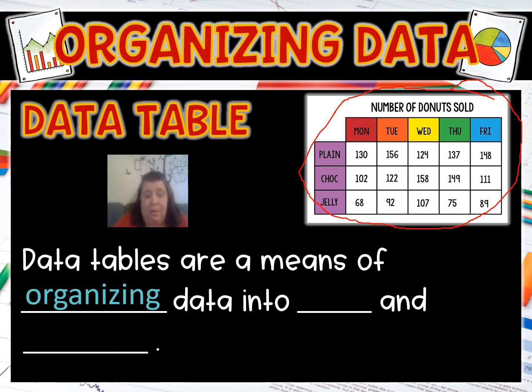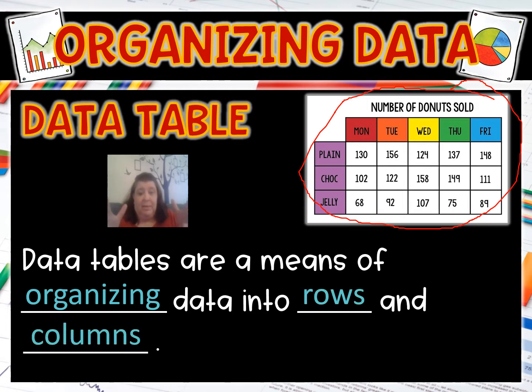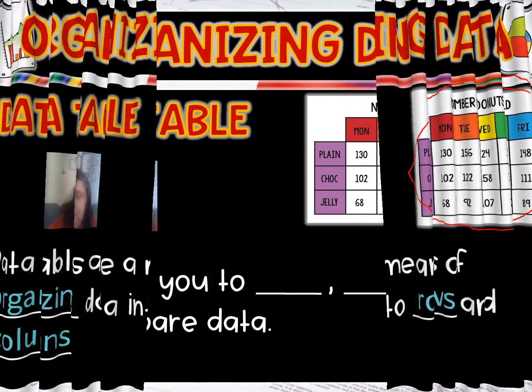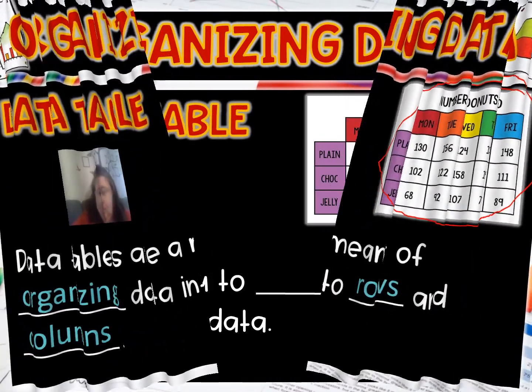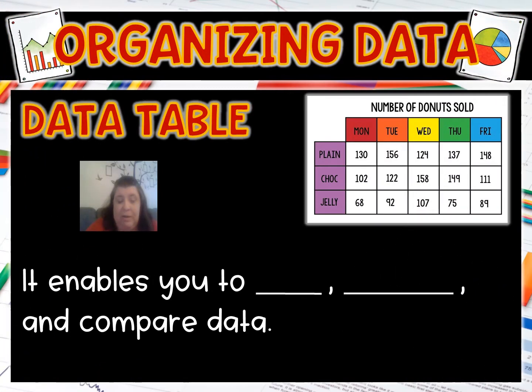Data tables are a means of organizing the data into rows and columns. Instead of having random numbers written down on a piece of paper, it's organizing that information and putting it in a nice table. It also enables you to sort information, analyze the information, and compare it.